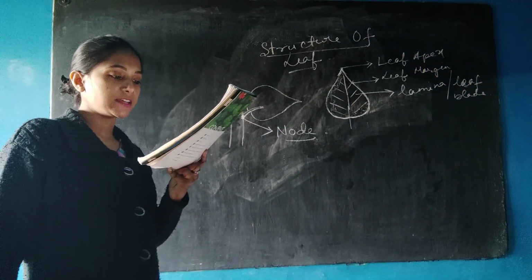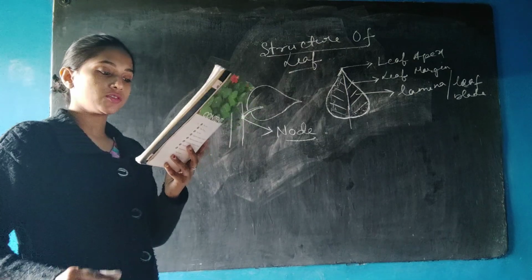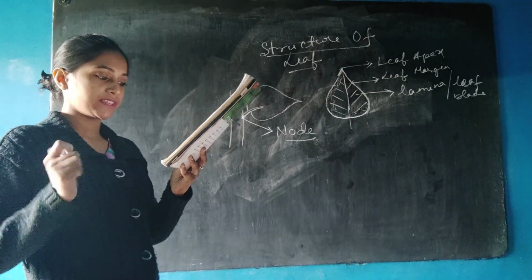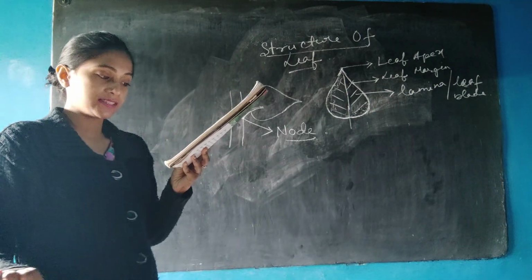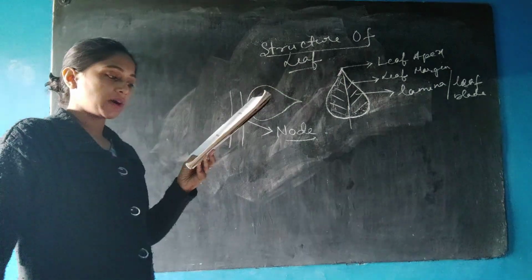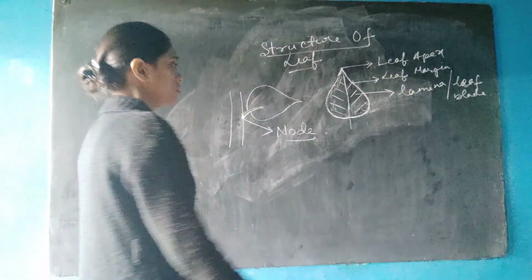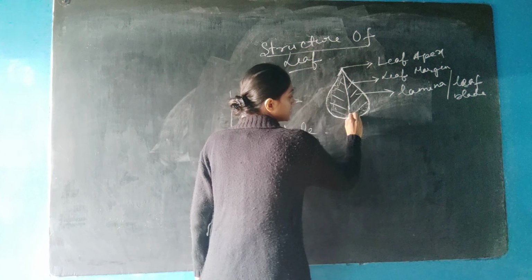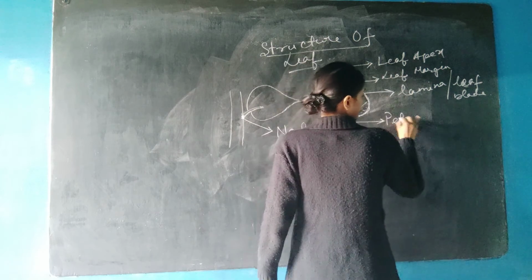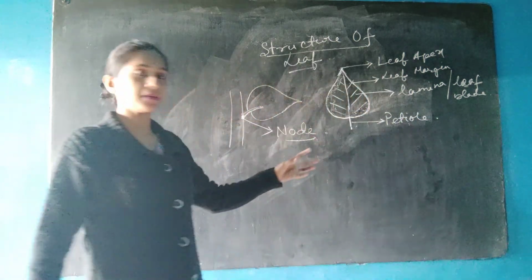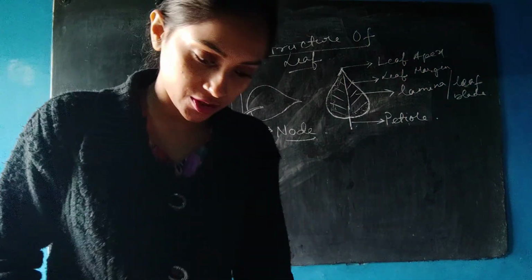The next part is the leaf stalk or petiole, that is the short cylindrical part of the leaf. This petiole attaches the lamina to the stem. In some plants, the leaves do not have a petiole and directly arise from the leaf base. Those leaves which do not have a petiole are called sessile or apetiolate leaves. So this stalk is termed as the petiole. This is connecting the leaf with the stem. Now there are some plants or leaves which do not have this petiole. Those leaves are termed as sessile leaves or apetiolate leaves.